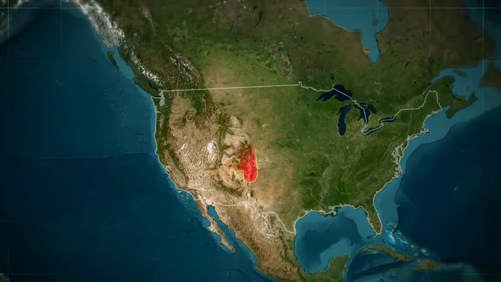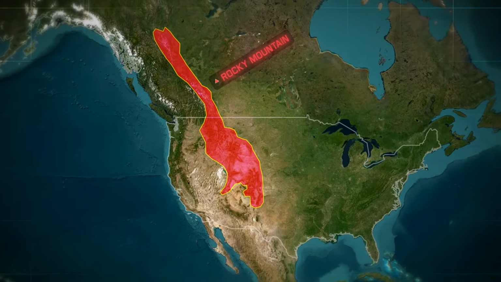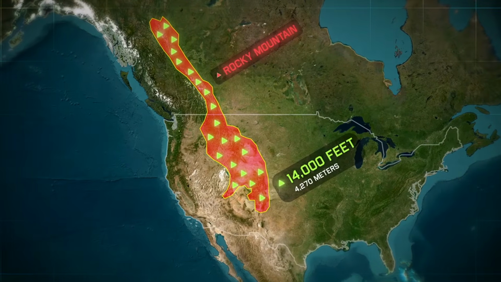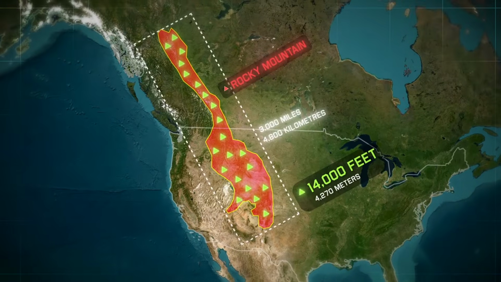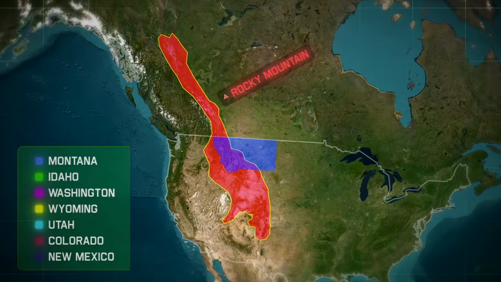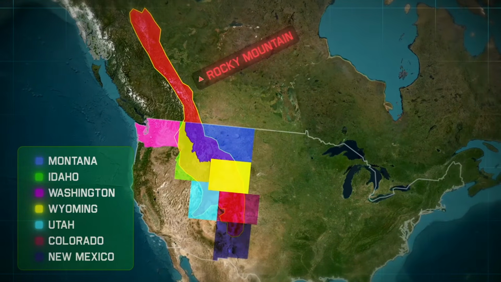As you go further west, you will reach the Rocky Mountains, an enormous and rugged mountain range with peaks rising up to 14,000 feet, which is 4,270 meters. The Rockies stretch over 3,000 miles, or 4,800 kilometers. They cover parts of Montana, Idaho, Washington, Wyoming, Utah, Colorado, and New Mexico.